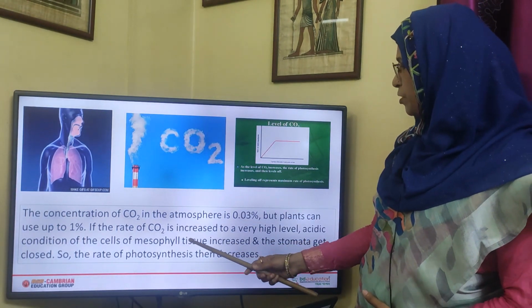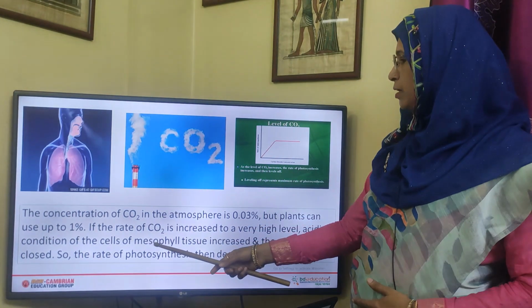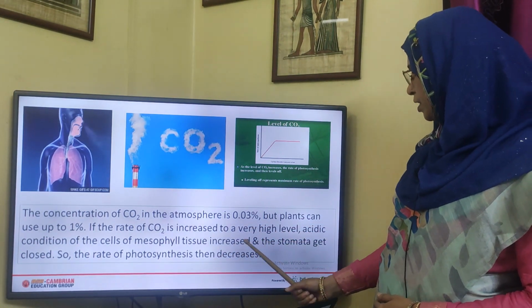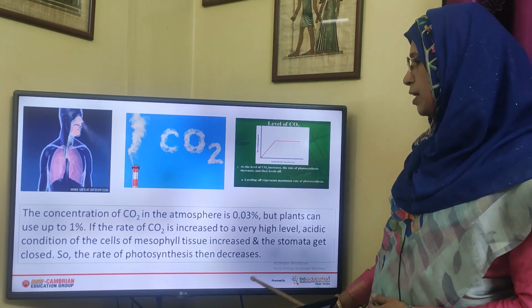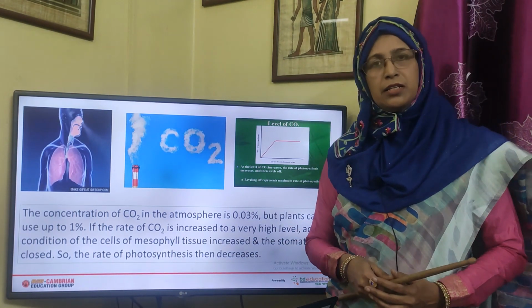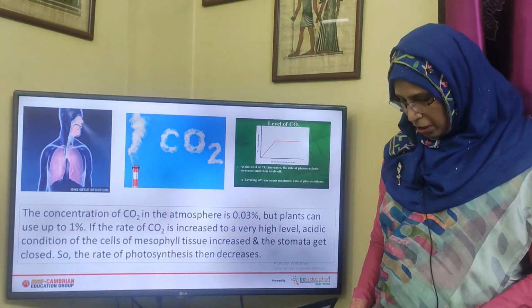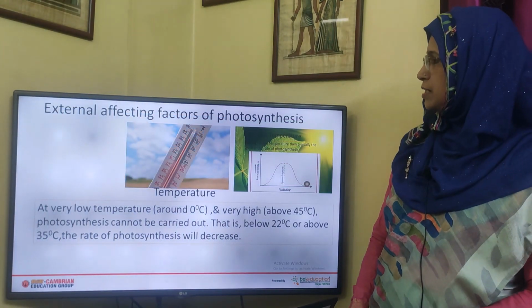So if the carbon dioxide is increased to a very high level, that means a high amount, then the acidity of the mesophyll tissue is increased and the stomata become closed. So the rate of photosynthesis then decreases. So carbon dioxide is one of the factors of photosynthesis.